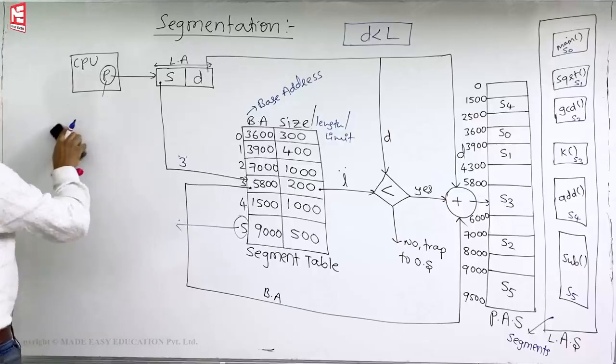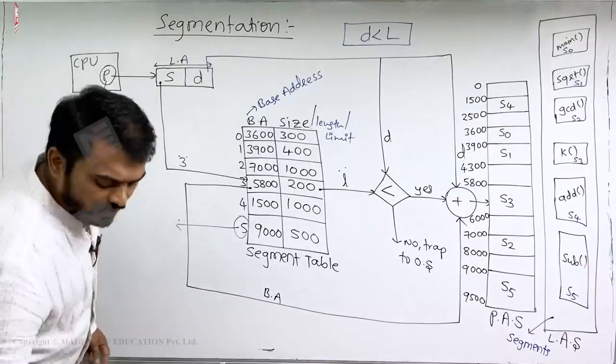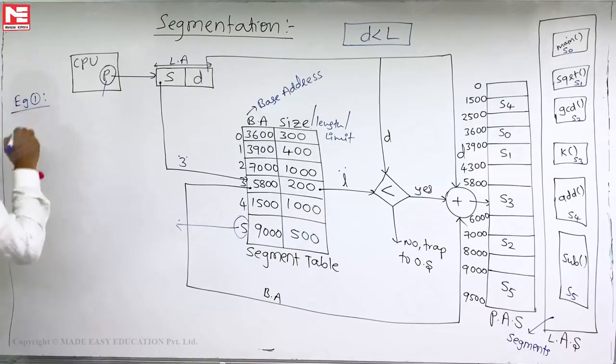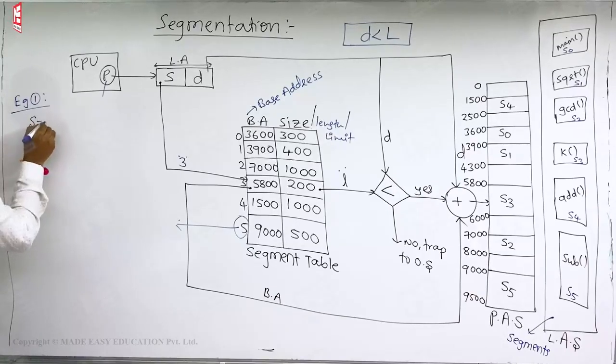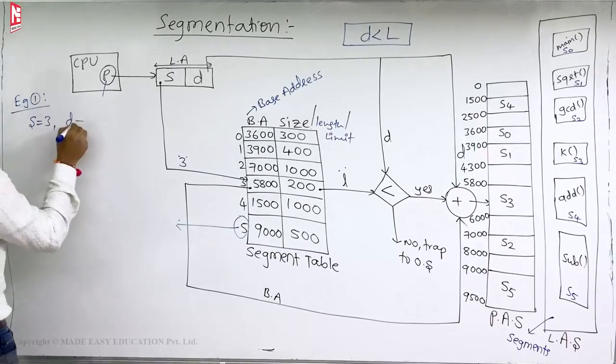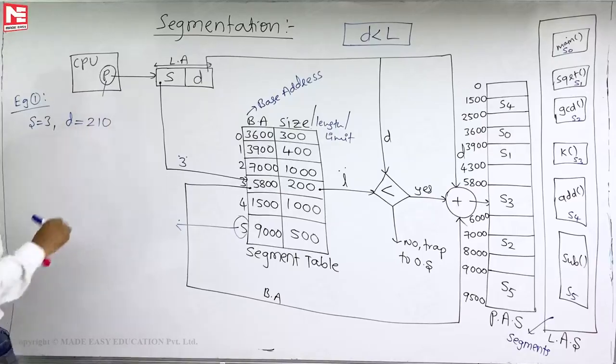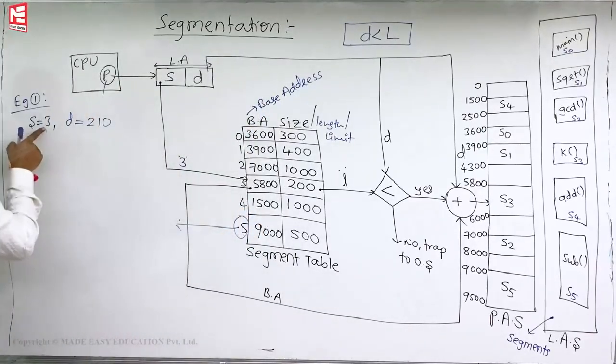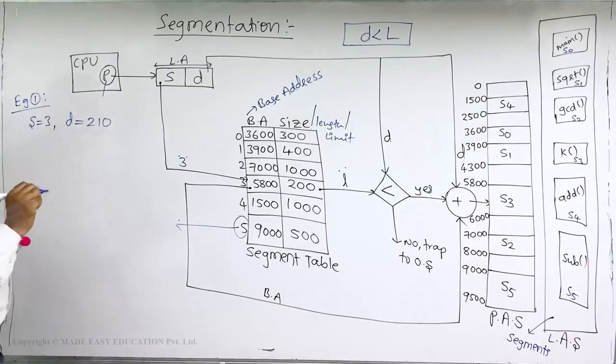Let's say, example 1. You can copy later, first listen. Let's say for example I am referring to segment number 3, so S equal to 3. Let's say the D value is coming as 210. Just as an example, for segment number 3 I am trying to refer, the D value is coming as 210.